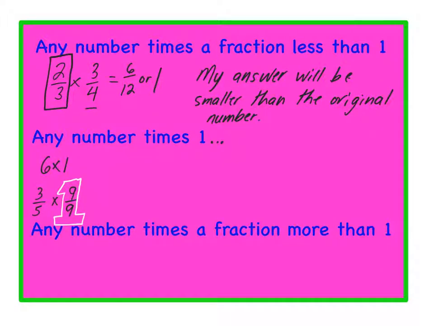So our next statement is, any number times 1. Well, a whole number times 1 is the other whole number, and a fraction times 1 is that fraction. So we could say any number times 1 will be the other number.